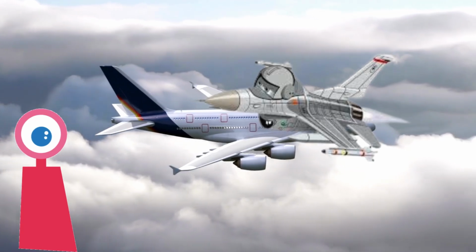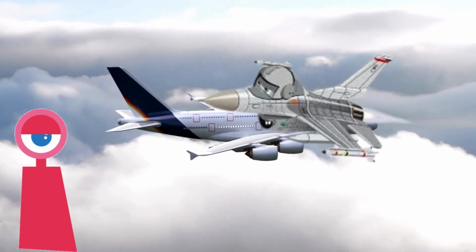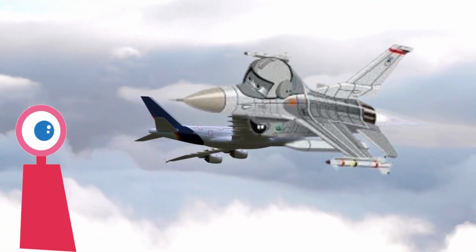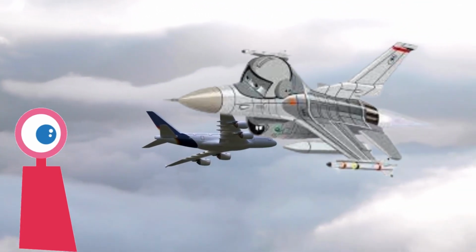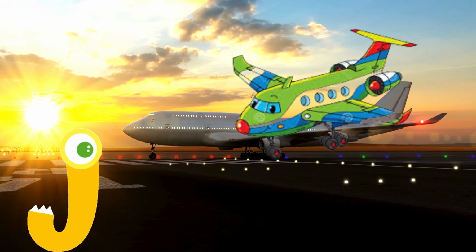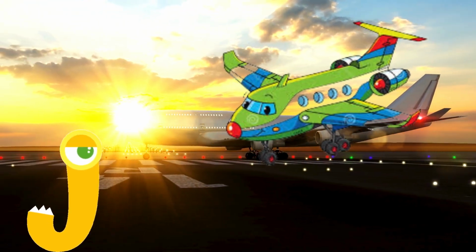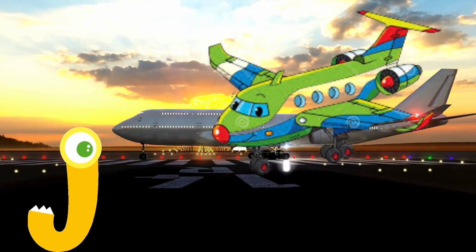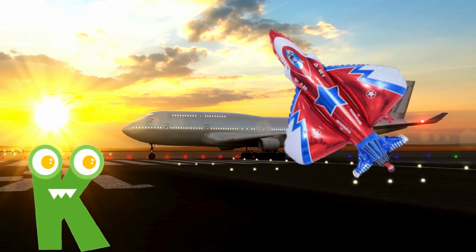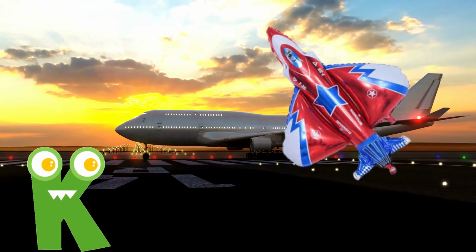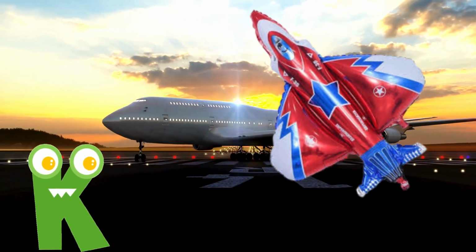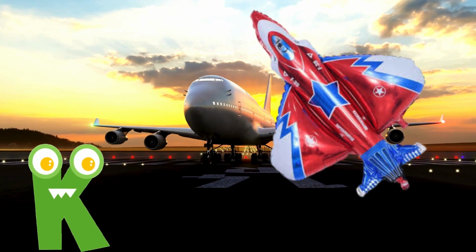I is for interceptor. Intercept. Chasing the skies, it's truly adept. J is for jet. Jet. Fast and sleek, a great silhouette. K is for kite balloon. Kite. Floating up high, what a sight.